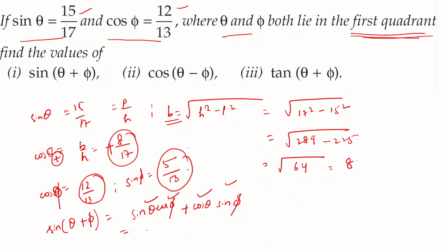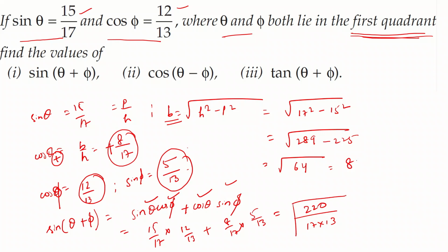So I'm quickly plugging in these values. 15 by 17 times 12 by 13 plus 8 by 17 times 5 by 13. So this gives us 220 by 17 times 13. Okay, you should validate it with your calculations.